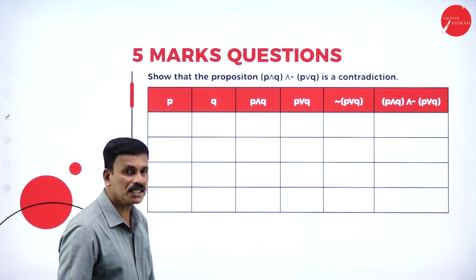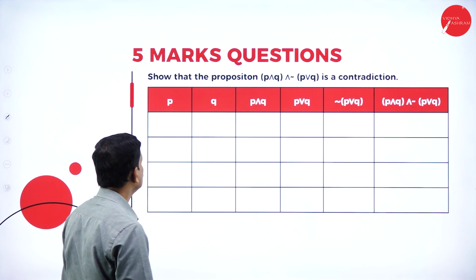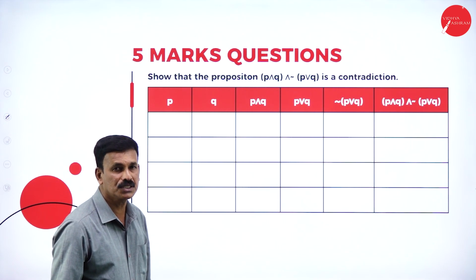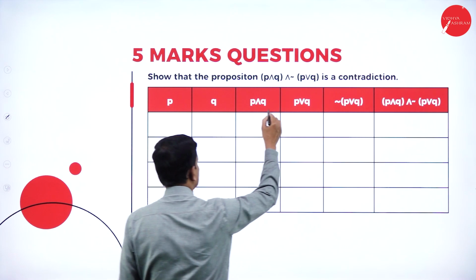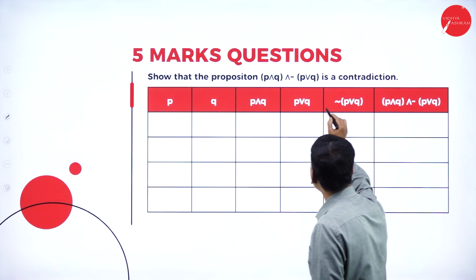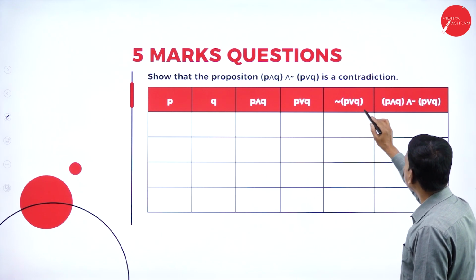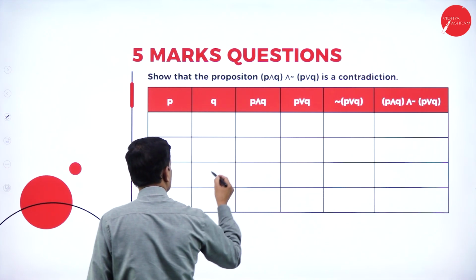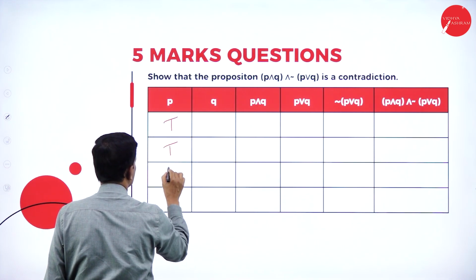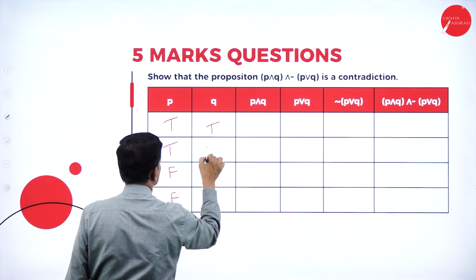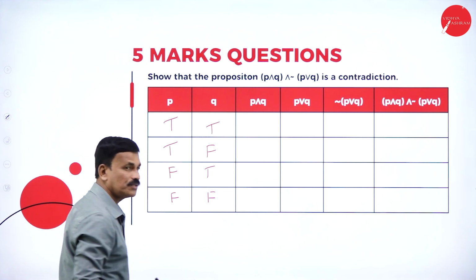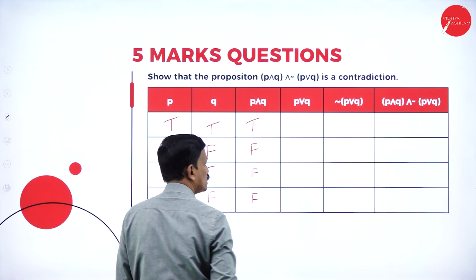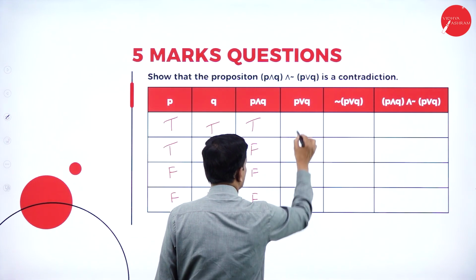Let us verify the contradiction. Show that the given proposition P conjunction Q conjunction negation of P disjunction Q is a contradiction. Now same, split P, Q, P conjunction Q, P disjunction Q, negation of P disjunction Q, and the conjunction of P conjunction Q and negation of P disjunction Q. So the truth values are same. For P it is true, true, false, false; alternatively for Q true, false, true, false. Write down the conjunction. Conjunction means true and true is true. Remaining cases it is false, false, false, false. Disjunction. False and false is false. In all other cases it is true.